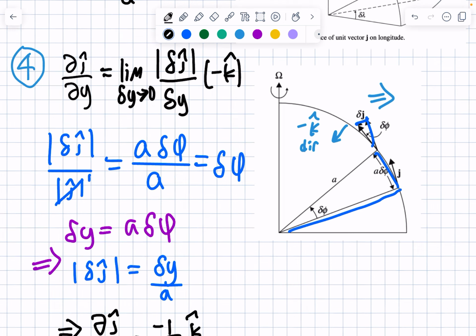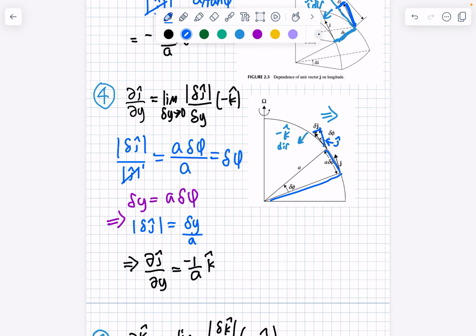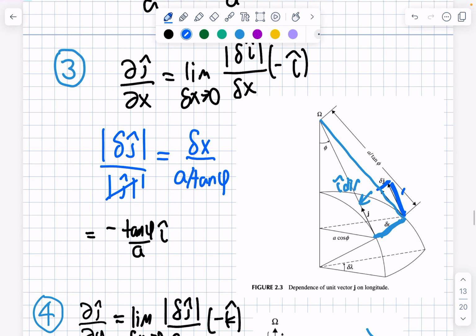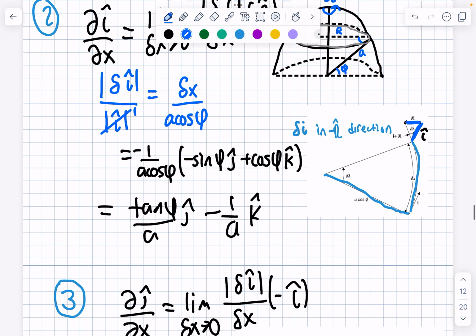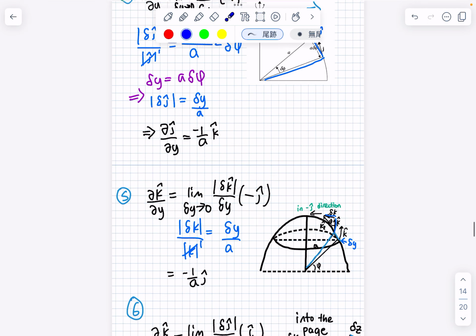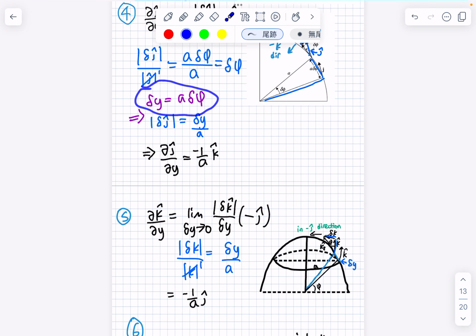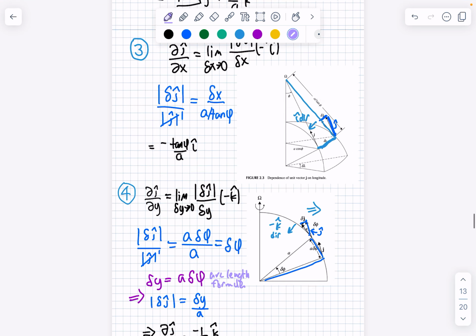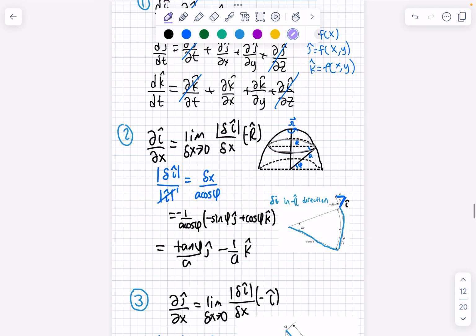And just for clarification, this thing right here is j, which has a magnitude 1. This right here is also j, and we showed here that it was just the similarity of triangles, and in this case, we also use this arc length formula. So I'll just write it here, arc length. And each of these were just a similarity of triangles.